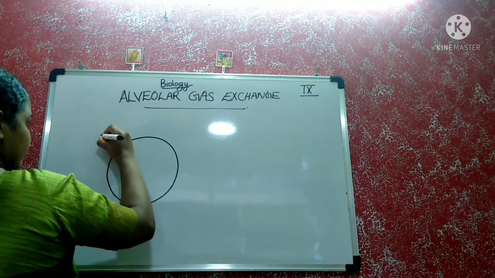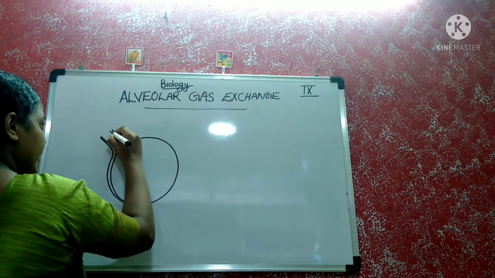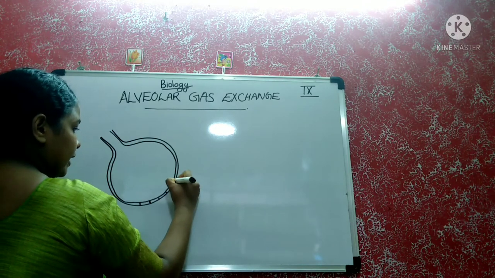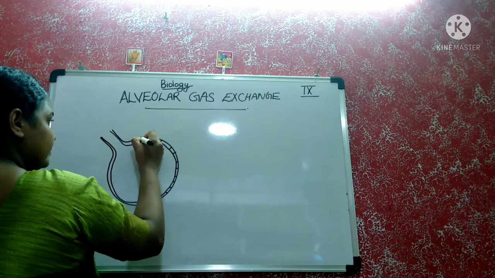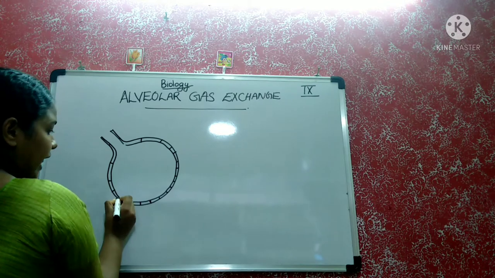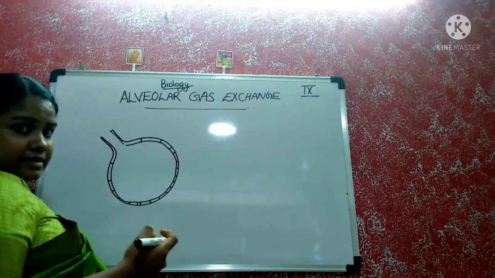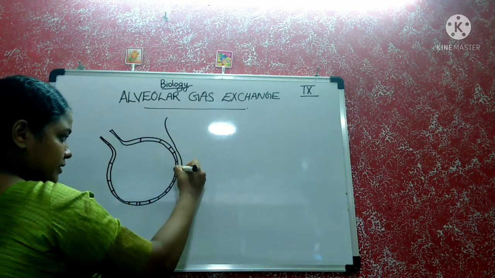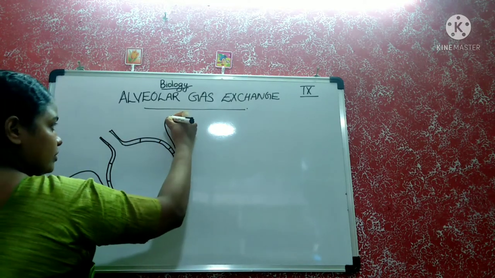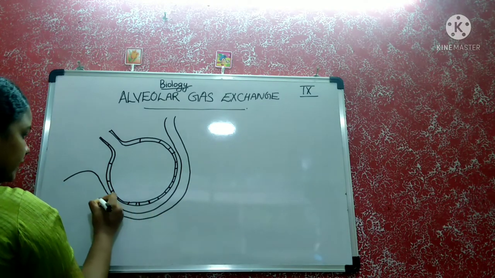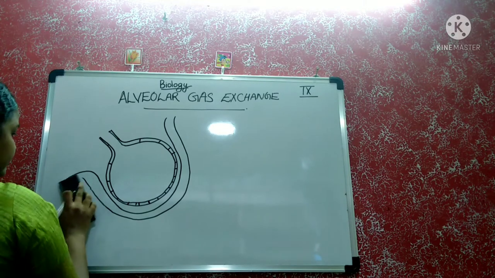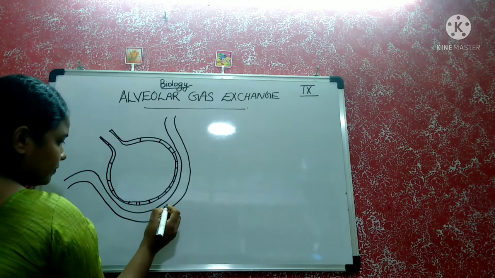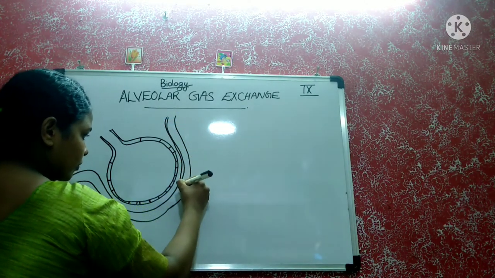This is an alveolus. The alveolus wall is made up of a single cell. Numerous blood capillaries surround the alveolus, and the alveoli increase the respiratory surface area. The wall is made up of a single cell and it is surrounded by blood capillaries. This is one of the blood capillaries. The wall of the blood capillary is also made up of a single cell. This makes the exchange of gases easier.